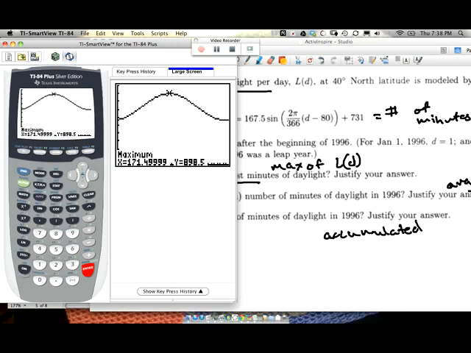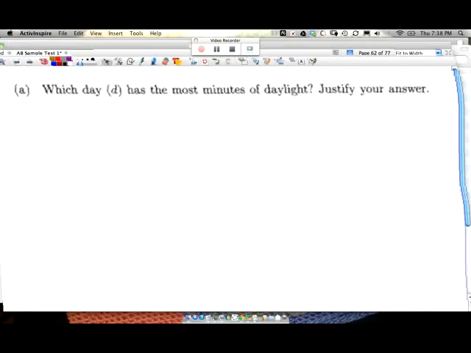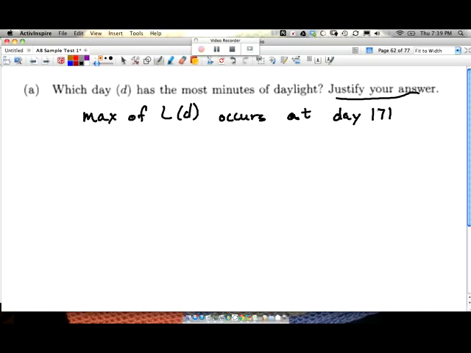Okay. So, first question. What day has the most minutes of daylight? Well, and this is justify your answer. The max of L of D occurs at day 171, right in the middle of the year, of course.